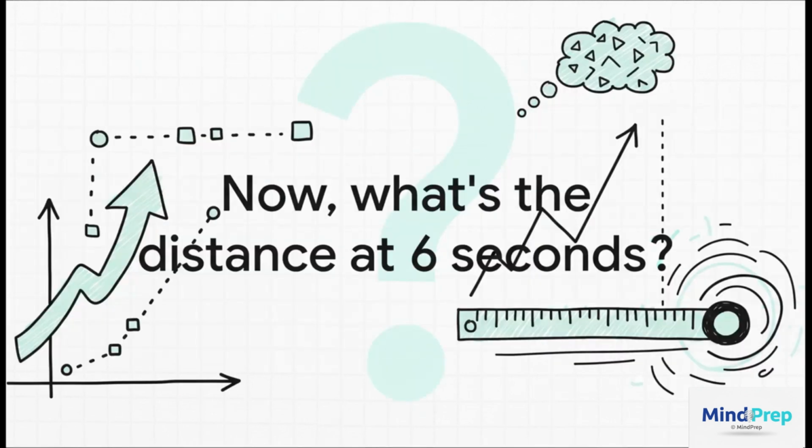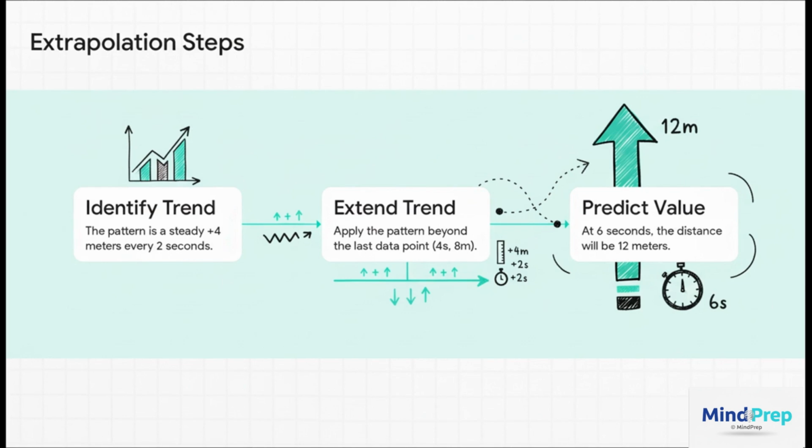All right, so we filled in the blank. Piece of cake. But now for the fun part. What if we want to predict the future? Our data totally stops at 4 seconds. So if we want to know the distance at 6 seconds, we have to go beyond our data. And that, my friends, is a job for extrapolation. So how do we do it? Well, it actually starts the exact same way. First, we spot the trend. We already know it's a steady 4 meters every 2 seconds. But this time, instead of looking between the points, we extend that pattern past our last data point. So we start at 8 meters at 4 seconds, we project forward another 2 seconds, which means we add another 4 meters, and bam, we land on our prediction, 12 meters.